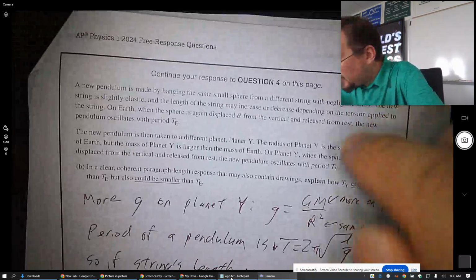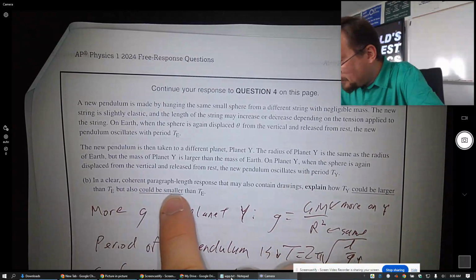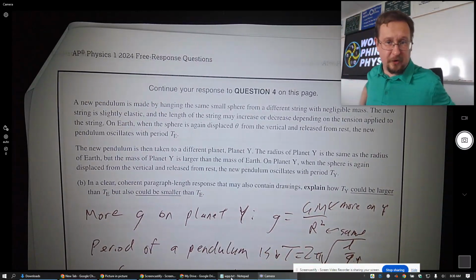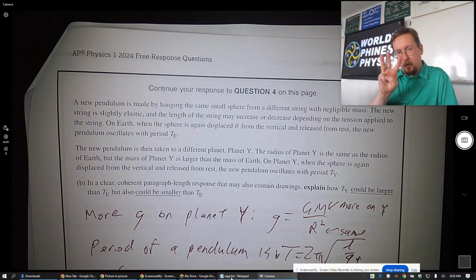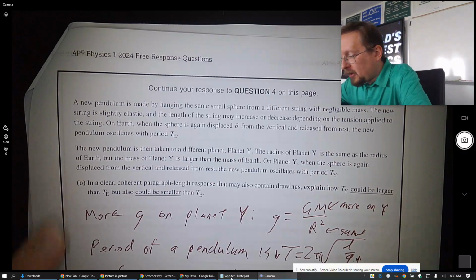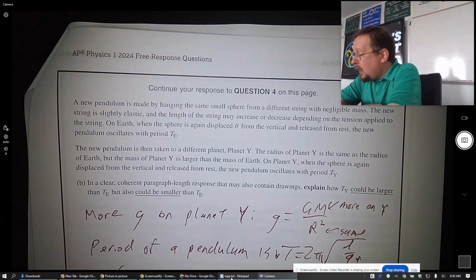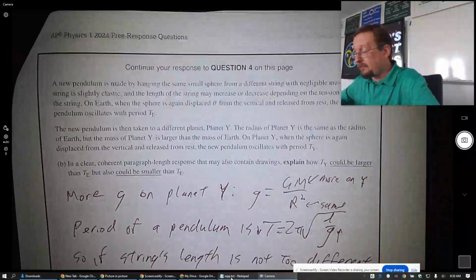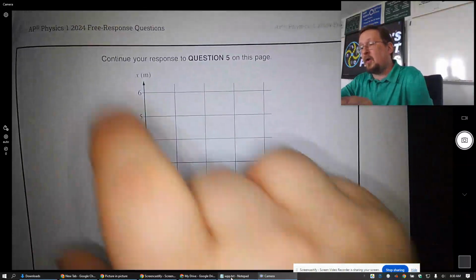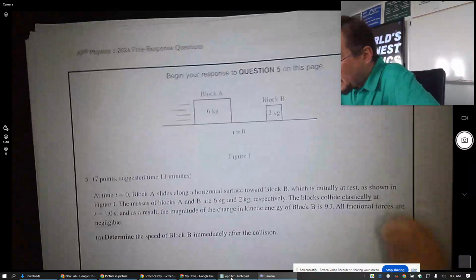All right, well, there's going to be no more of these clear, coherent paragraph length responses starting next year. There is going to be a writing piece on the mathematical reasoning, I think is what it's called, mathematical routines free response question, and that writing piece will only be worth 3 points, not the 5 that the clear, coherent paragraph length response is. So this is a good one. I didn't write any of these questions, so I'm not tooting my own horn. Whoever wrote this paragraph length response, this is a really good one to go out on. So good for you.